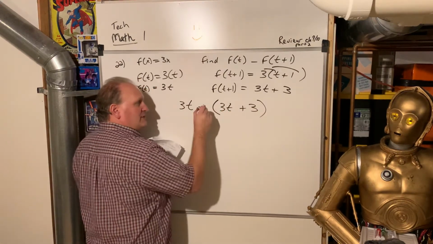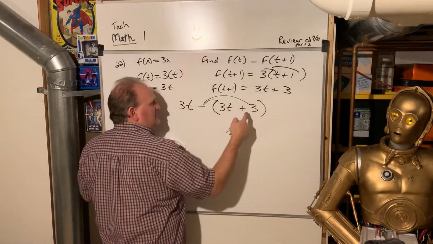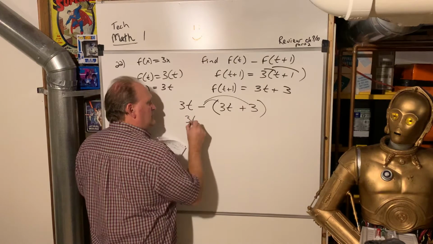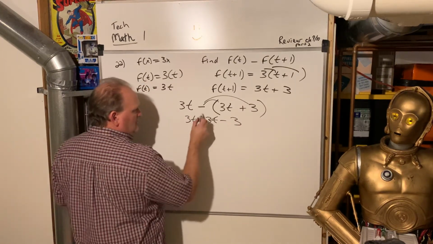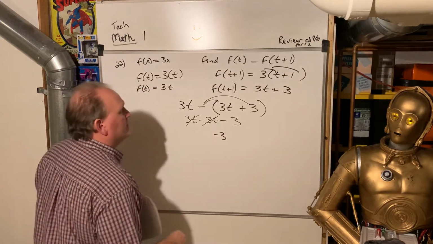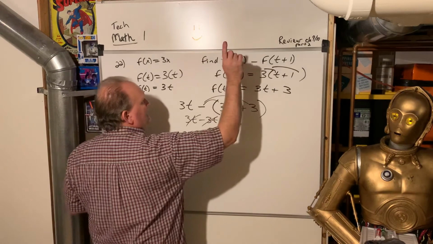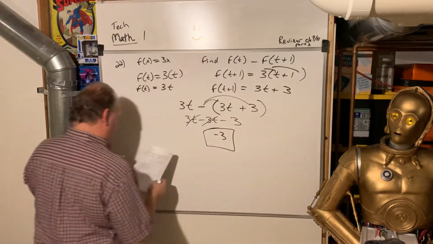And we have to remember to distribute the minus to the binomial, to the 3t and to the 3. So 3t minus 3t minus 3. And now combine like terms, and those go away. And so this is our answer, negative 3. So f of t minus f of t plus 1 is negative 3.